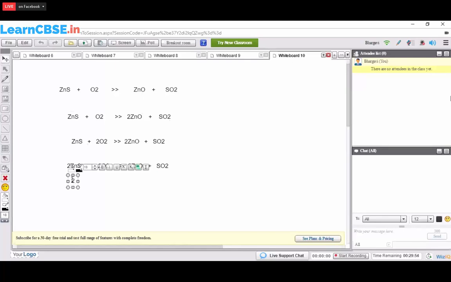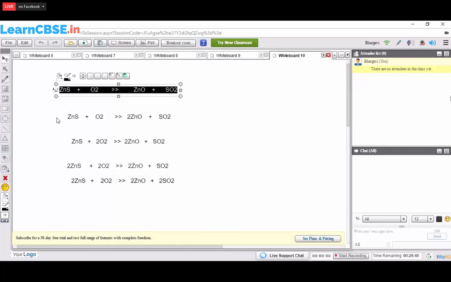2ZnS plus 2O2 gives 2ZnO plus 2SO. Okay, so now the oxygen atom is not balanced. Here it is 4 oxygen atoms. Here it is 2 and here it is 4, 2 times 2 is 4, plus 2 is 6. So here it is 6 oxygen atoms. Here it is 4.